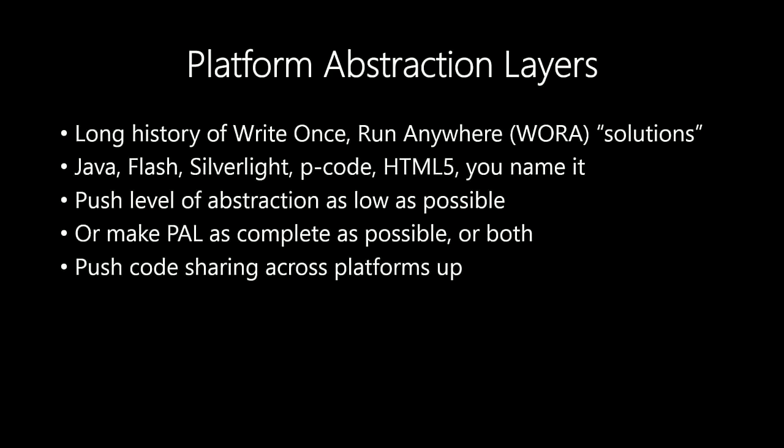So there's lots of history in the industry of how you do write once, run everywhere solutions. Java, Flash, Silverlight, P-code, HTML. Two approaches: push the level of abstraction very low, so that you can just write a lot of code using really low-level APIs. Like if you can compile to something like machine code, even better. Or you make your API very broad, so that you can just live in this world. And we've actually done some of this.